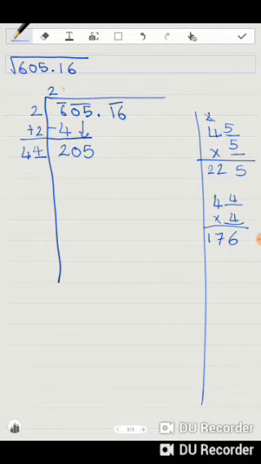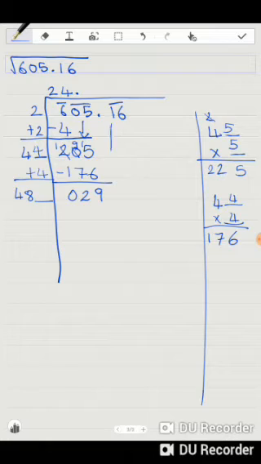So 44 into 4 is 176. I subtract. This becomes 1, this becomes 9, this becomes 15. 15 minus 6 is 9, 9 minus 7 is 2, and 0. Now I add 4 to the number, so I get 48 and I leave a blank. Now comes the decimal, so I'll simply put a decimal point on top, that's it.